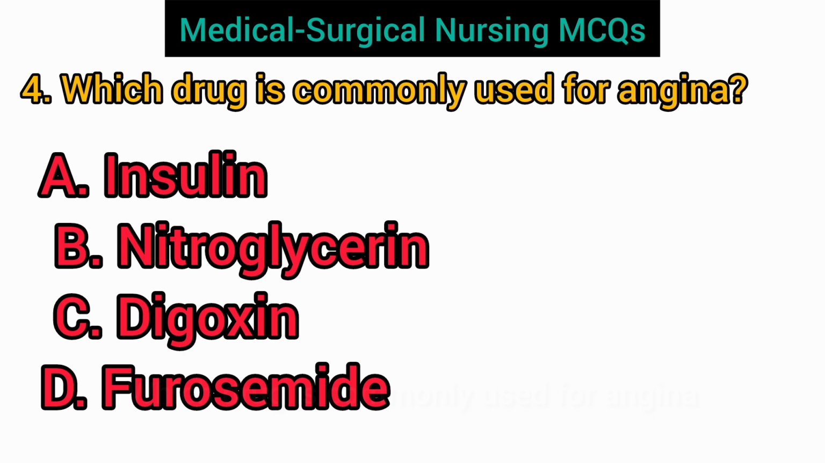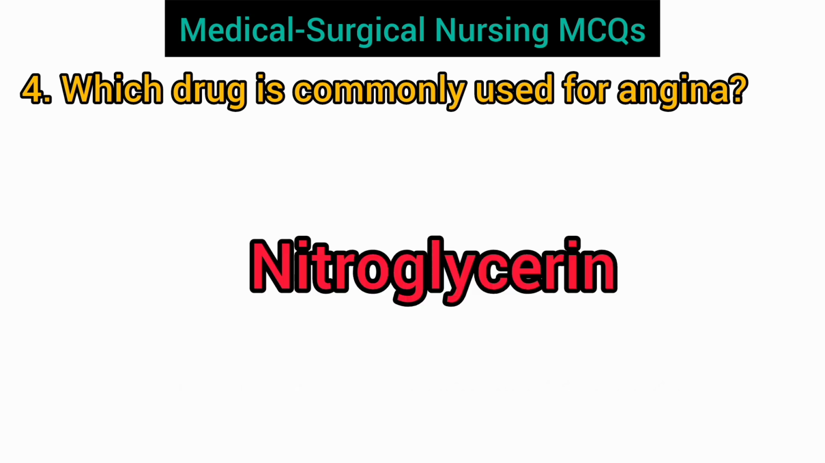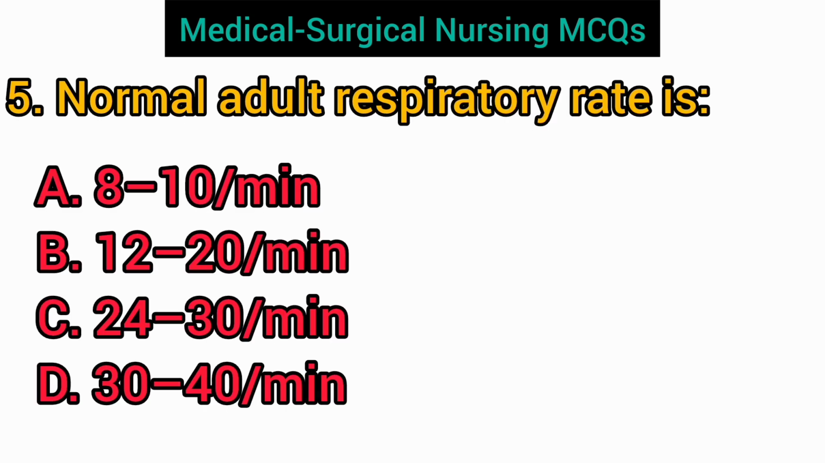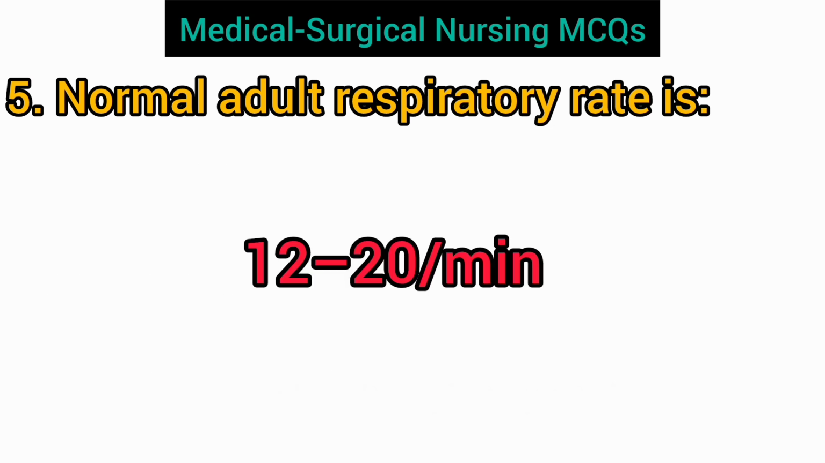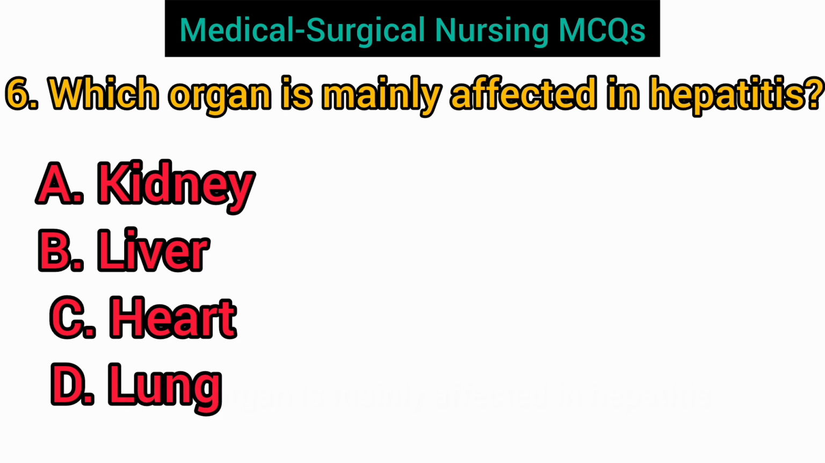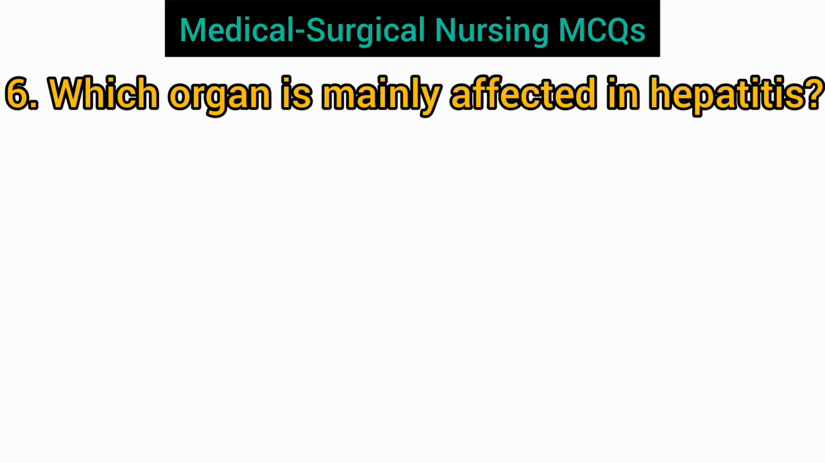Which drug is commonly used for angina? Nitroglycerin. Normal adult respiratory rate is 12 to 20 per minute. Which organ is mainly affected in hepatitis? Liver.